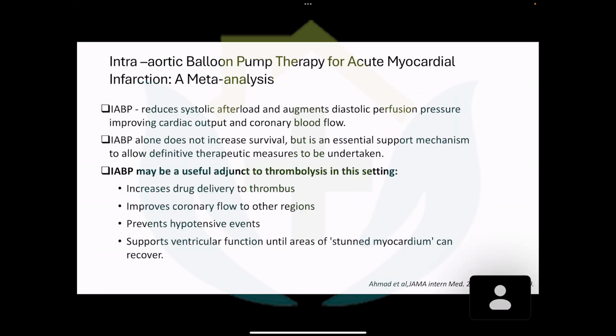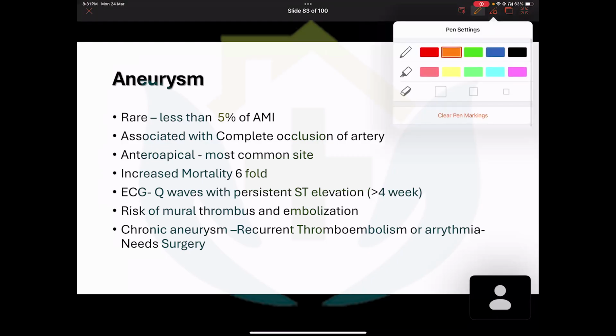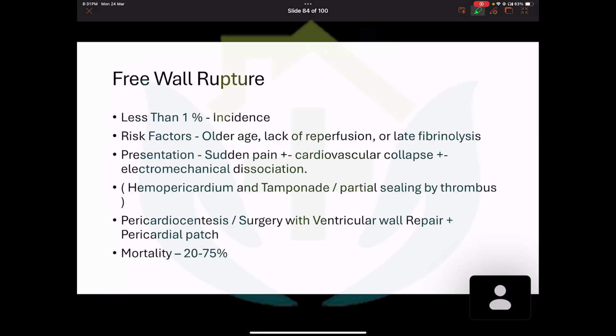So IABP prevents hypotensive events, improves coronary flow, increases drug delivery to the thrombus. Aneurysms, it is very common to misdiagnose aneurysms because it increases mortality six-fold. Persistent ST elevation more than 4 weeks will definitely be in the MCQ stem. It is a rare thing. Complete occlusion of the artery, and the treatment is you have to go for a PCI.